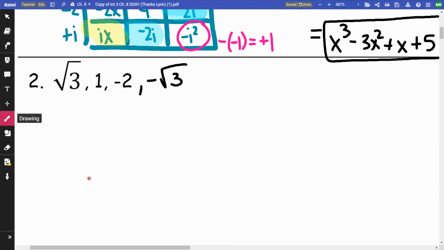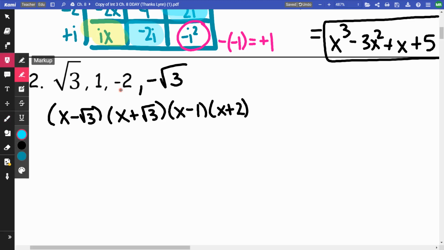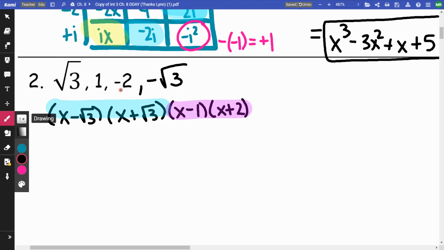Now, when I'm doing this, I'm going to have an x minus √3 for my √3. I'm going to do this one next. So for the negative √3, I'm going to have x plus √3. For my 1, I'm going to have an x minus 1. And for my -2, I'm going to have an x plus 2. And I am going to multiply these together and these together. And then I'll combine that.